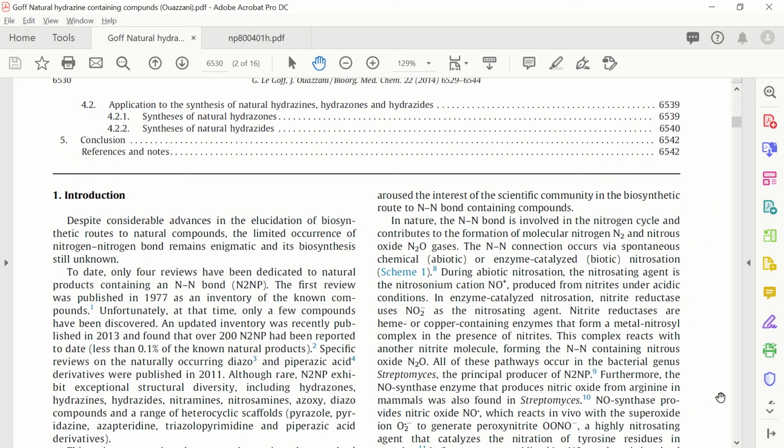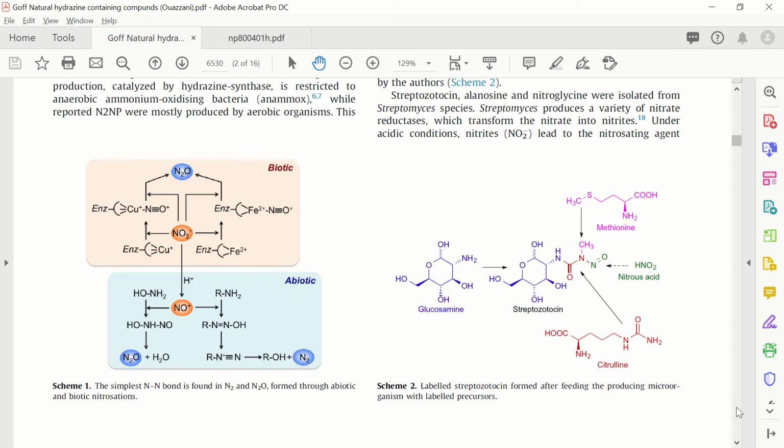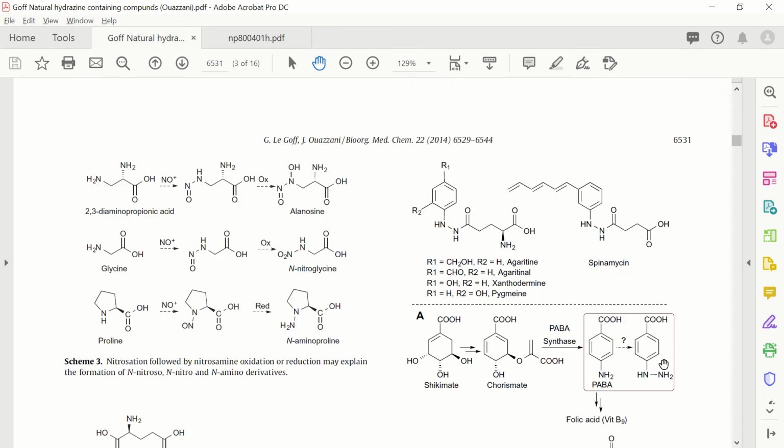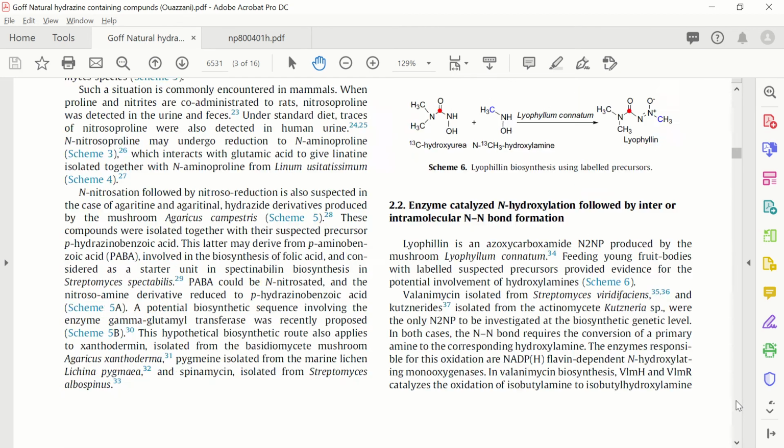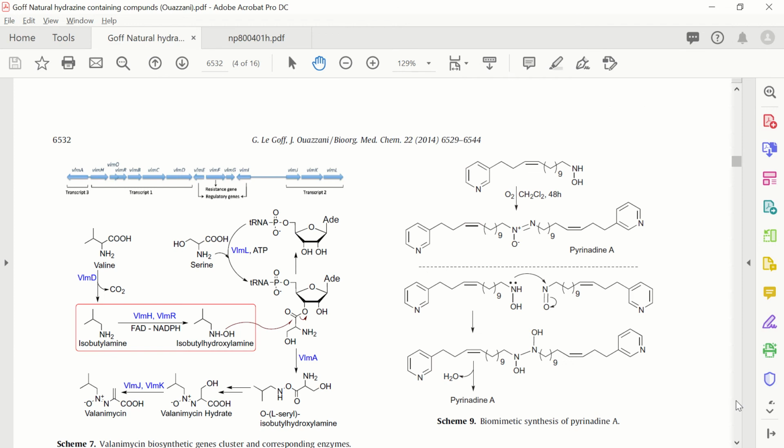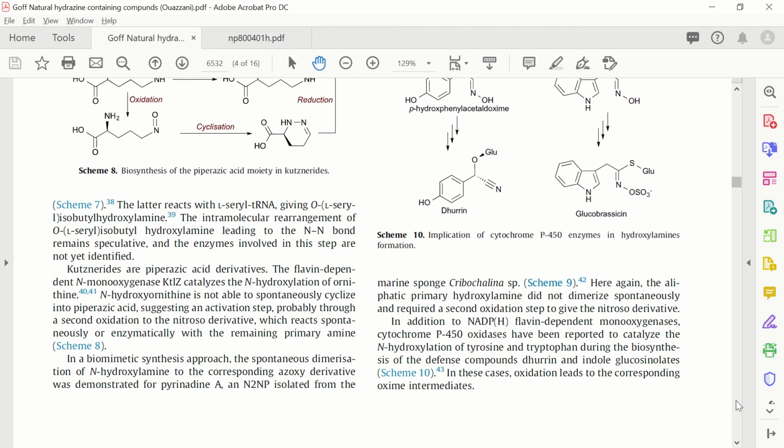And within this, it discussed natural products that were made by different types of organisms that had NN bonds in them, such as this one. There's an NN bond here. These are nitrosamines. There are these hydrazine compounds like this. And this just goes on and on about different NN bond natural products formed by different types of organisms.